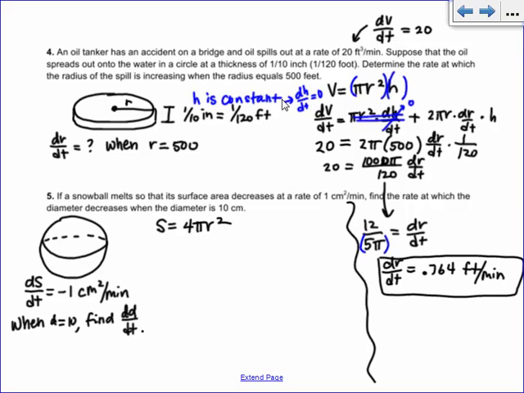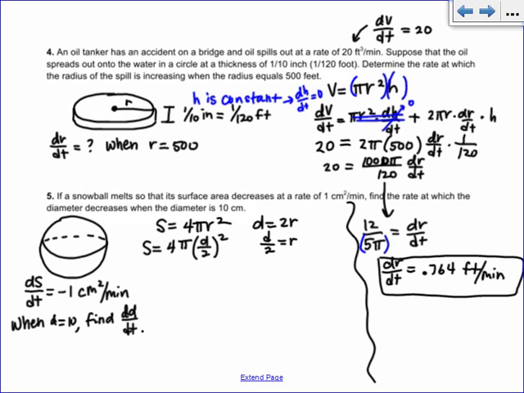All right, so the problem is we're asking when d equals 10, find dd over dt. Do you guys see how that's a problem? We don't have any d's in our problem. But we do know that d is equal to 2 times r. In other words, d over 2 is equal to r. So before we start, if we recognize that we want everything in terms of d, we replace. We say r is the same as d over 2 squared.